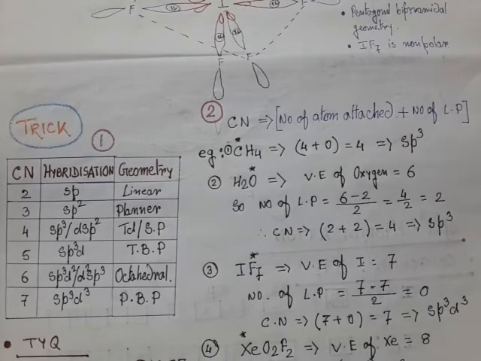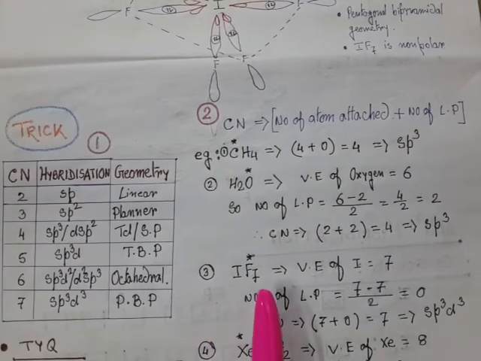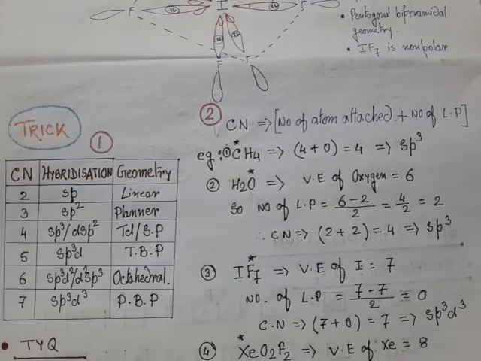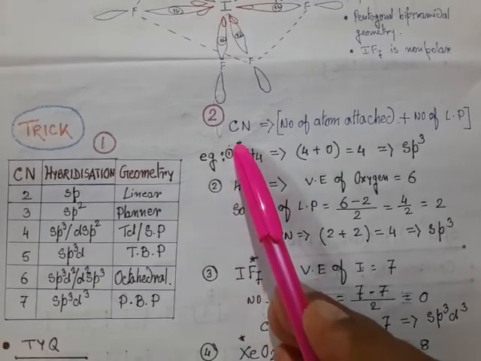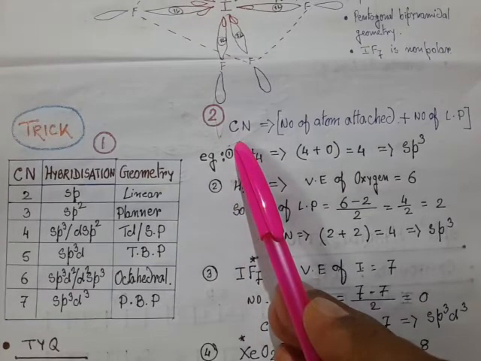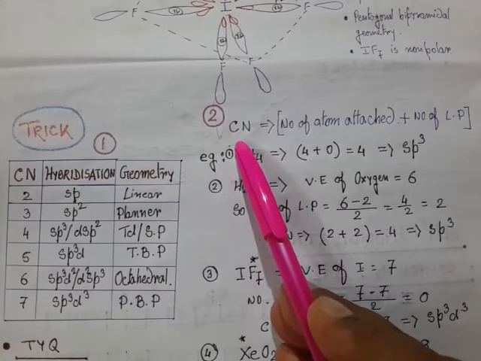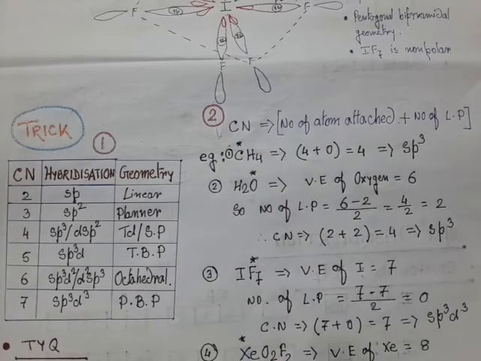So now we are looking for an excellent trick from which we can easily identify the hybridization of the central atom in a molecule within a second. It's an excellent trick. From this trick we know a formula, and from that formula we can easily calculate the coordination number. If we know the coordination number, definitely we have the hybridization as well as the geometry of the molecule. So let us see the formula.